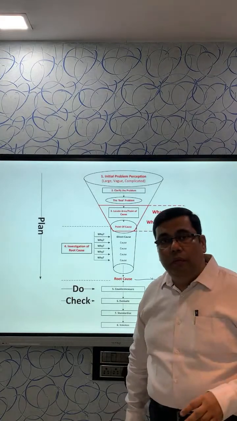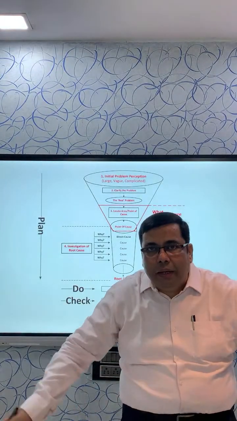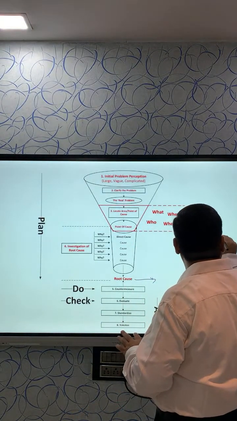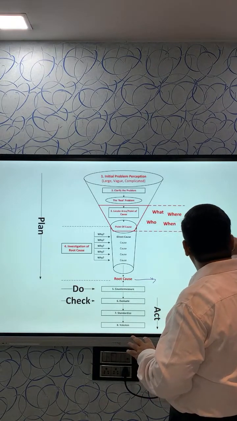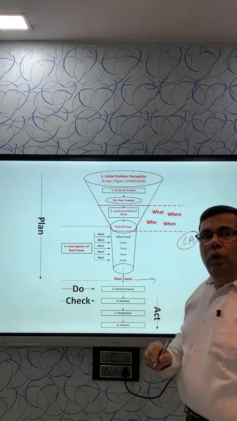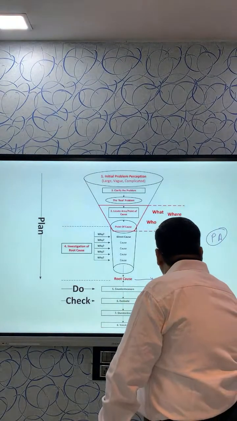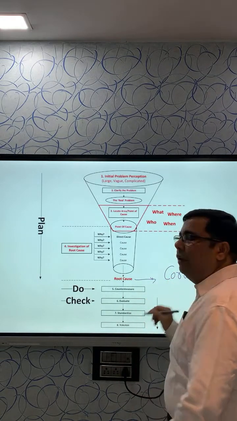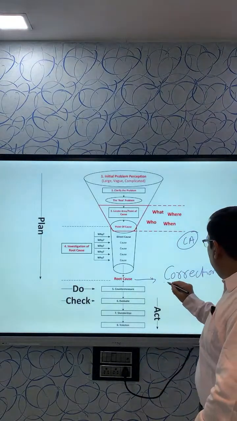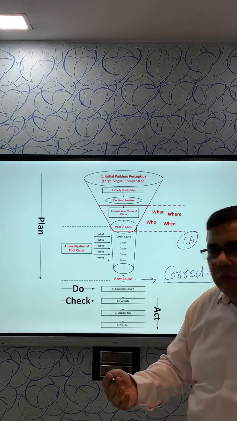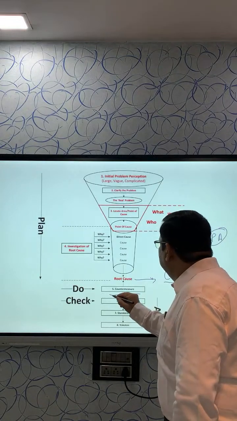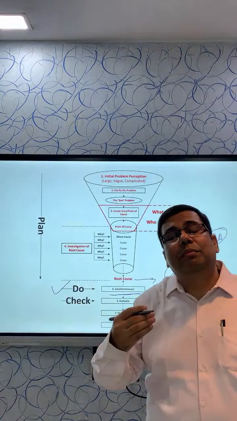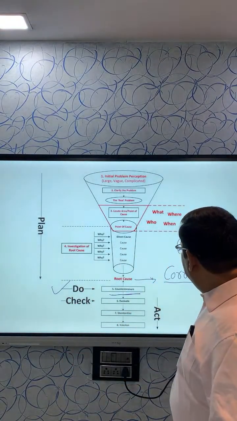then what? Many people will say, we will implement the CAPA. CAPA means corrective action, preventive action, right? But before corrective and preventive action, you have to take action for correction. So immediately you have to take some actions. This is called a countermeasure. You have to take some countermeasure to fight with that problem.